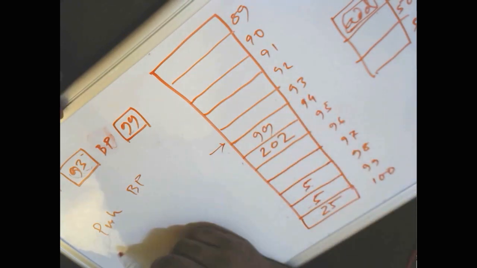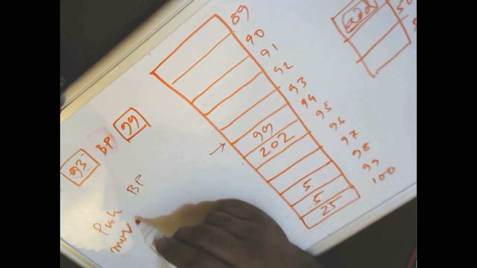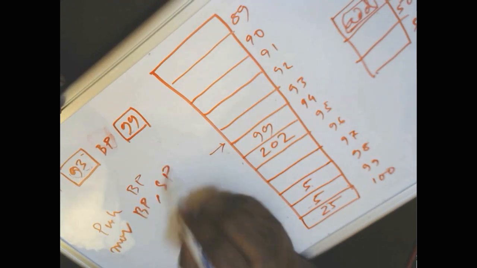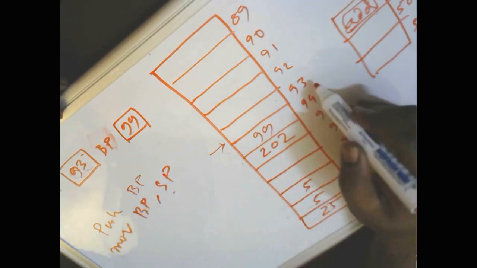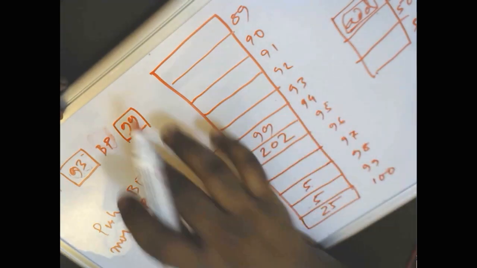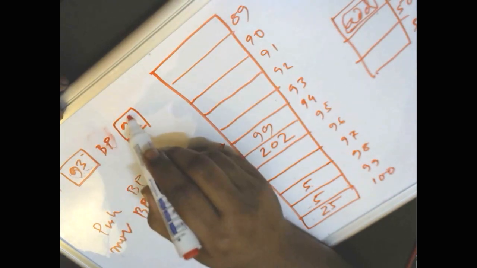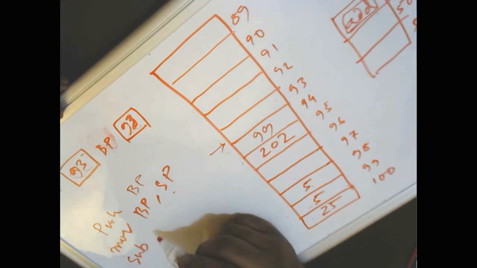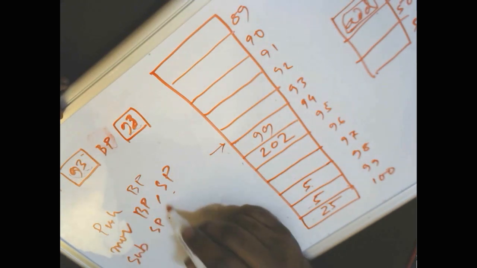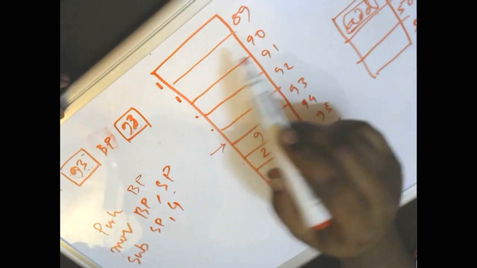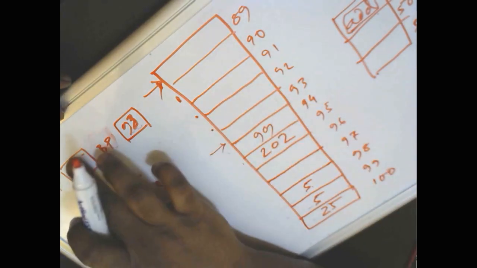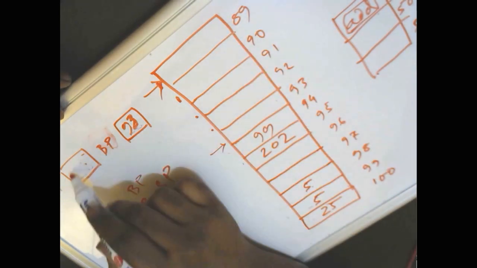We are again going to say move base pointer, stack pointer, which means the current stack pointer's value is going to be copied to the base pointer. In this case the stack pointer is pointing at 93, which means the base pointer will become 93. Again we are going to subtract 4 from the stack pointer, why not? So 1, 2, 3, 4. Now this is going to be the stack pointer's current location, so the stack pointer is going to be replaced by 89.